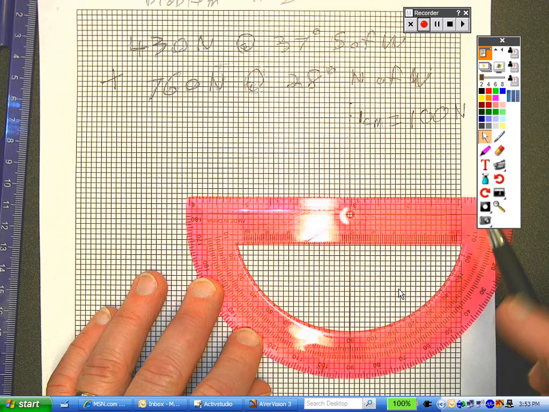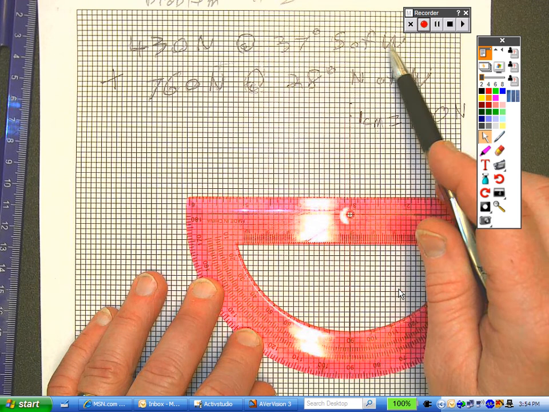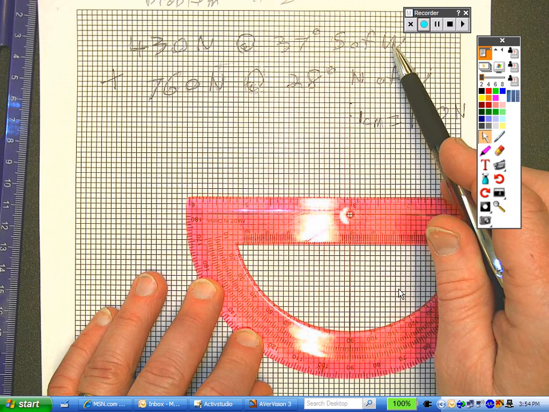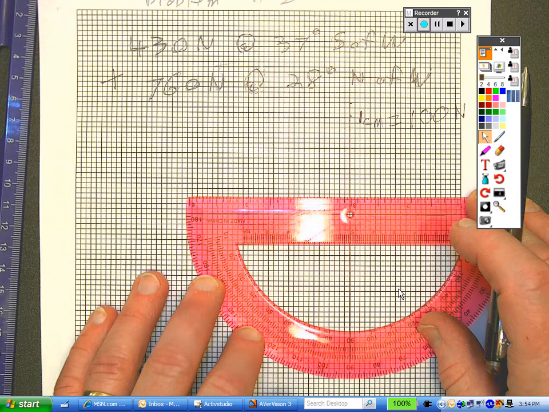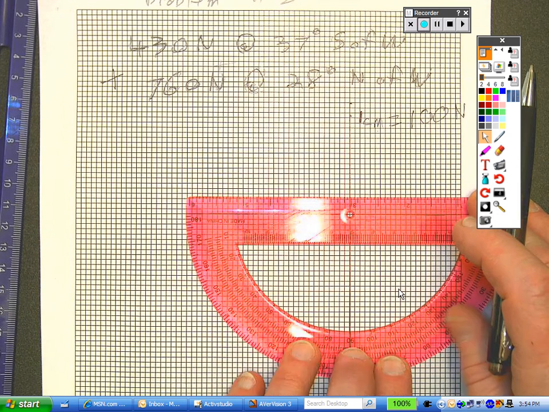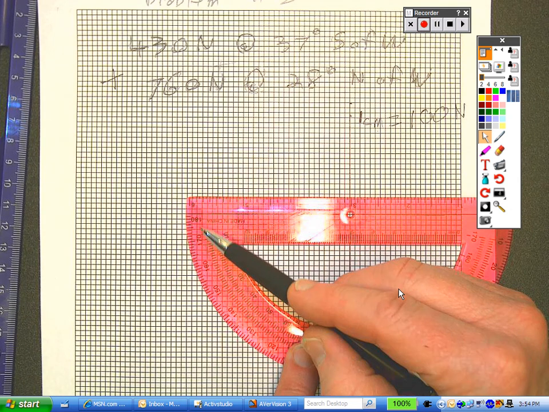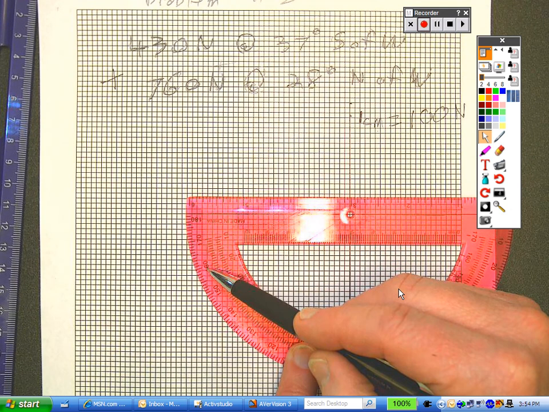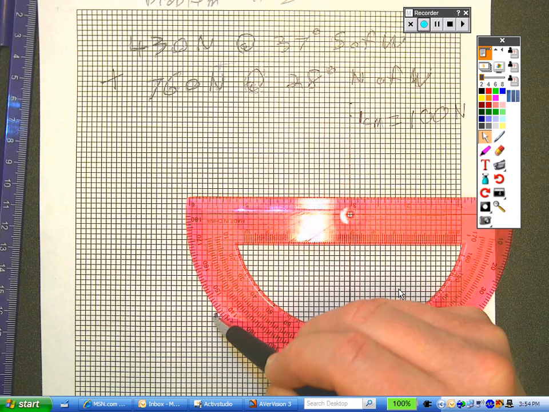The first one I'm going to use is 37 degrees south of west. What that means is you start with west and measure 37 degrees south of west for my first vector. So I start with west, which is here where it says 180. Then I just count by tens: 10, 20, and then I want 37 degrees. So that's 30, 35, 36, 37, and let's make a little dot there.